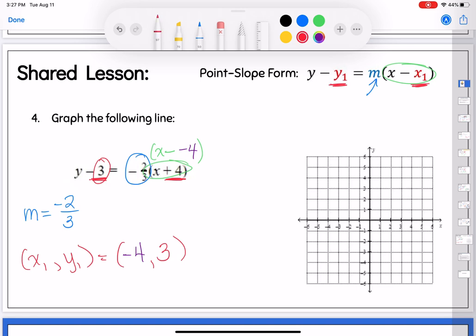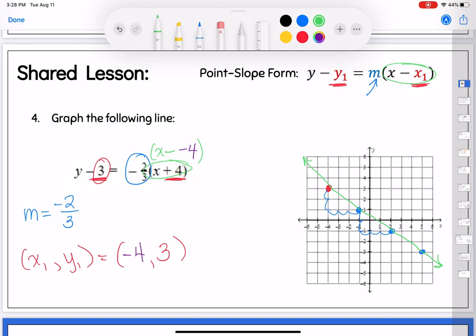But now let's take a look. Okay, so I know my point is negative 4, 3. Negative 4, 3 would be right here. And now I can count my slope from there. Rise of negative 2. Run of 3. Here's the next point. Rise of negative 2, run of 3. And so on, right? And then I can draw my line. And hopefully yours is much straighter than mine is. A little bit hard to do that straight line on my device here.